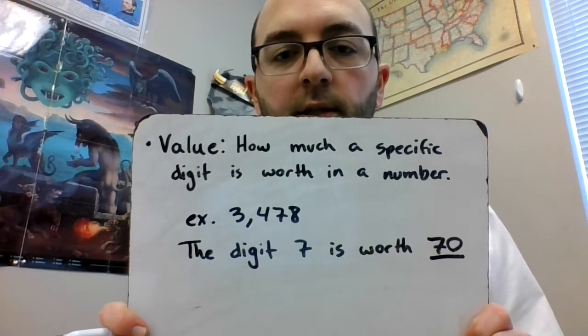Okay, we have 7 in the tens place. If that 7 was in another place, it'd be worth something else, right? A 7 in the thousands place, 7,000. A 7 in the ones place, well, it's just 7 on its own, right? It's all it's worth. 7 in the millions place, 7 million, right? And so it's usually just whatever the place value is combined with how much the digit is, okay? So that is place and value, all right?